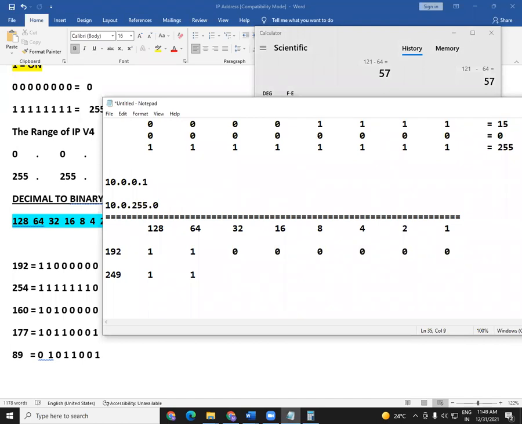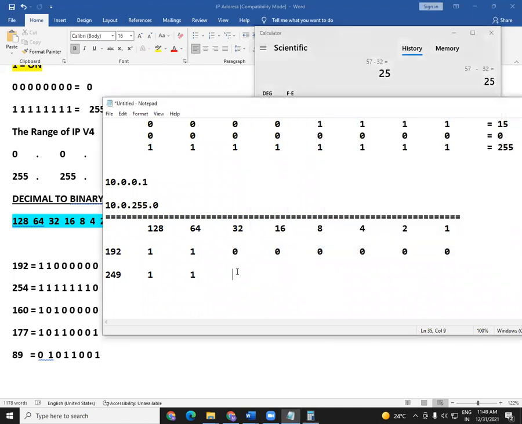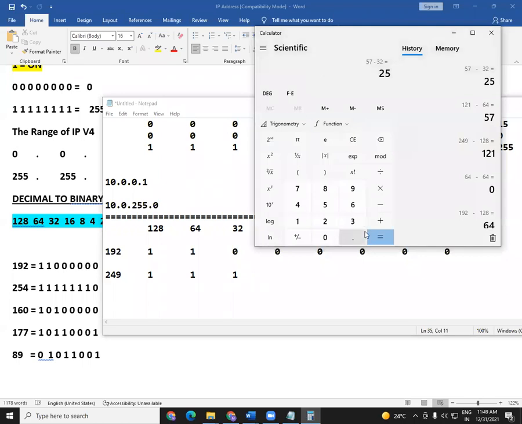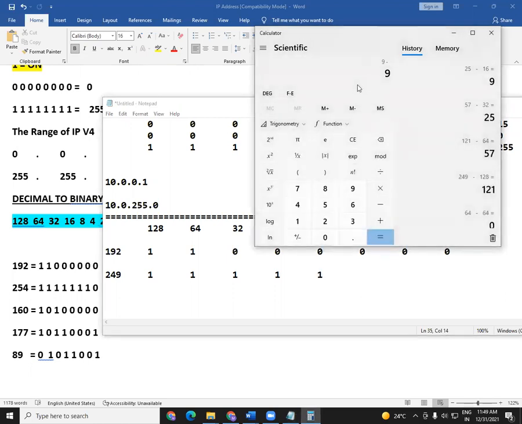Next is 32. Can you subtract 32 from 57? Of course we can do. Minus 32. Answer is 25. So this bit is on. What is the next bit here? 16. Can you subtract 16 from 25? Not a big deal, right? We can subtract. Minus 16. Answer is 9. So this bit is also 1. Now can you subtract 8 from 9? Yes, we can do. So 1 here. So minus 8 will be how much? Minus 8 will be 1.